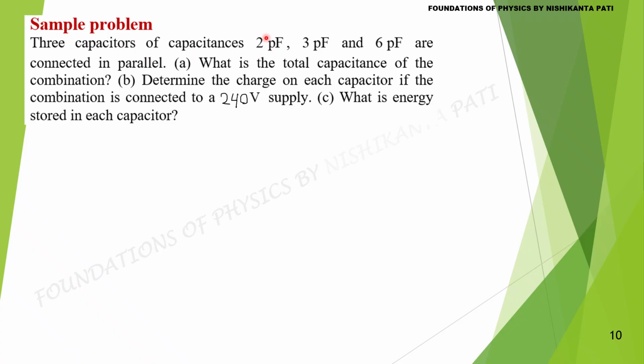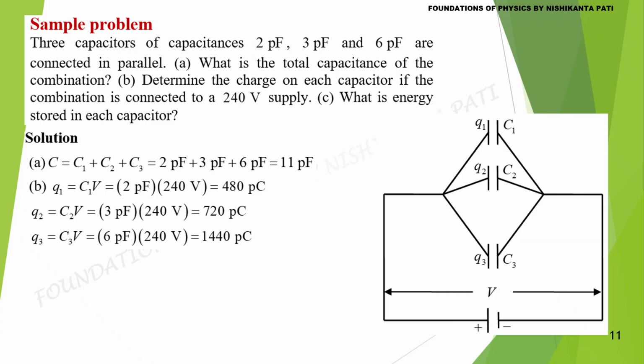Three capacitors, 2 picofarad, 3 picofarad, 6 picofarad are connected in parallel, and the group is connected across 240 volt supply. The three capacitors are connected in parallel, and that finally connected to the supply voltage. So the capacitance is C1 plus C2 plus C3. The charge Q1 is C1V. The charge Q2 is C2V. The charge Q3 is C3V. V given 240 volt.